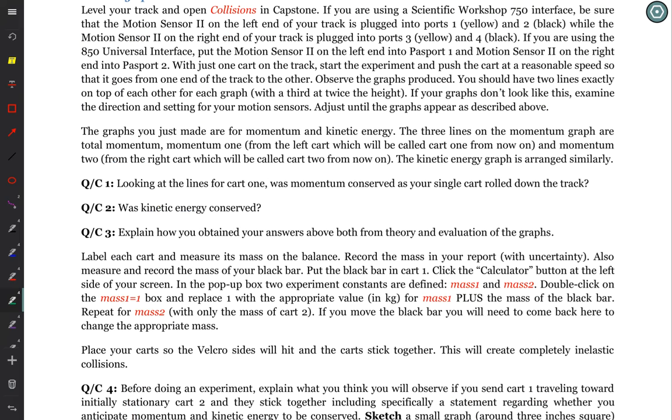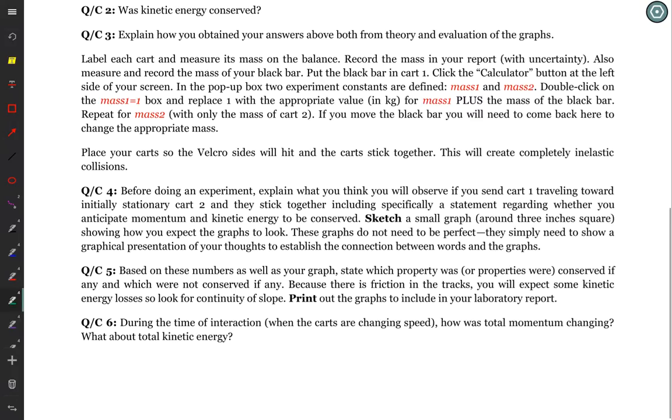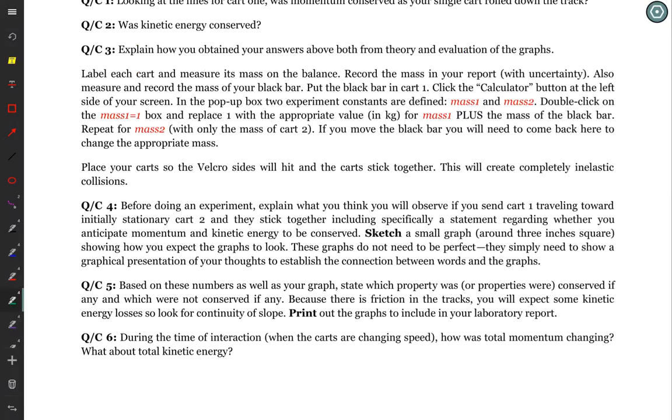I know I was talking to Brady before class. I didn't say this to him because I hadn't thought it through.